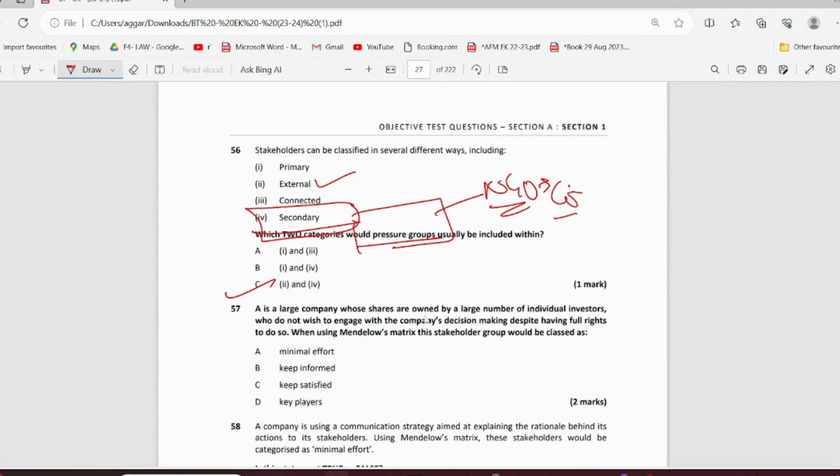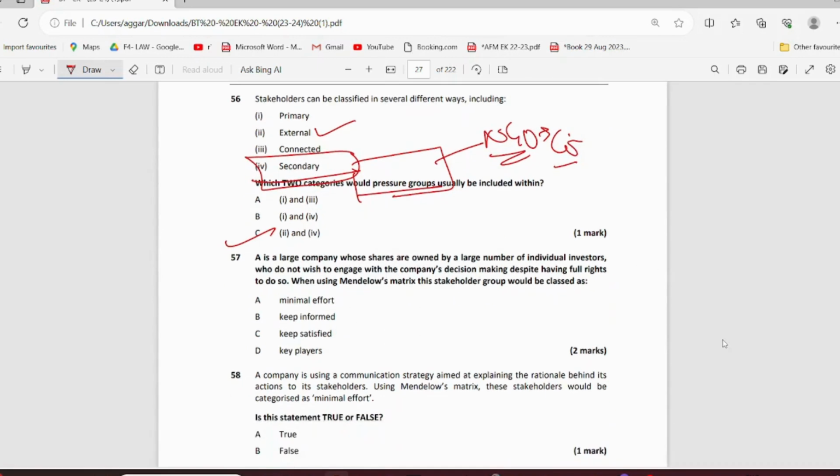Next: A is a large company whose shares are owned by a large number of individual investors who do not wish to engage with the company's decision making despite having full rights to do so. Okay, now this is Mendelow's matrix, so I'll just make a small table over here. You have your A category, B category, C category, D category. Here you have level of interest, and here you have your power.